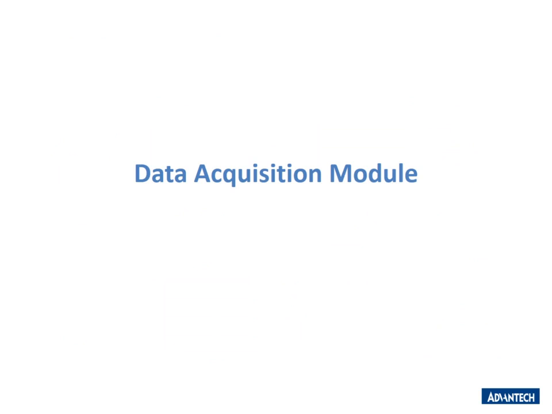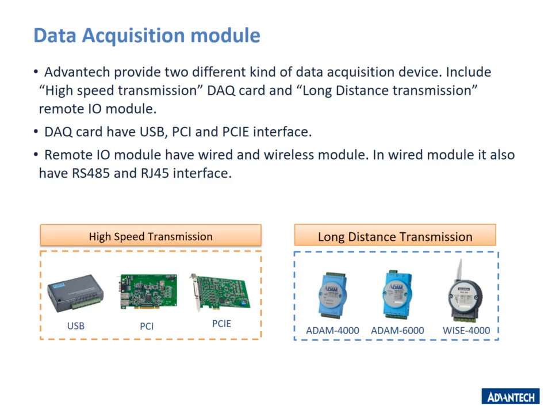Next, we are going to talk about what kind of data acquisition module Advantech provides to the users. In Advantech we provide 2 different kinds of data acquisition device. One is the high-speed transmission DAQ card and the other is the long-distance transmission remote I/O module.